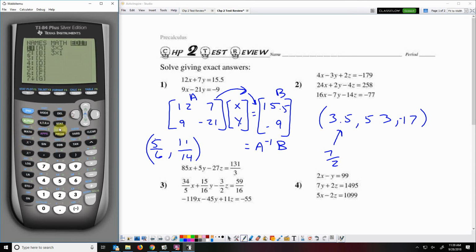Over to edit matrix number 2 to the 3 by 1, so we'll keep it as it is. So 131 over 3, 59 over 16, and negative 55. And I'll quit matrices to get to the home screen. Second matrix 1 inverse. Oops.